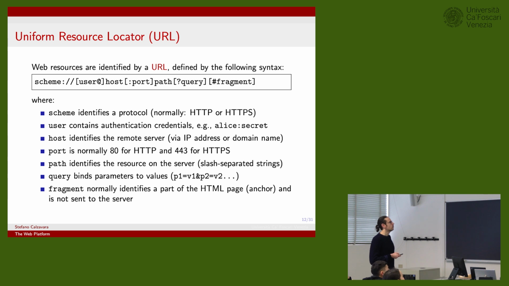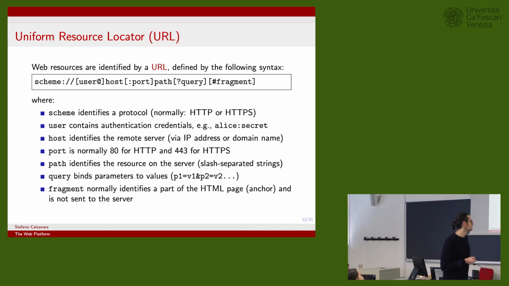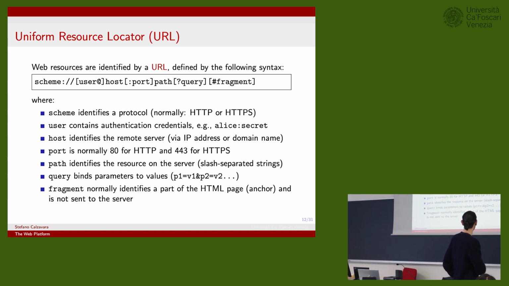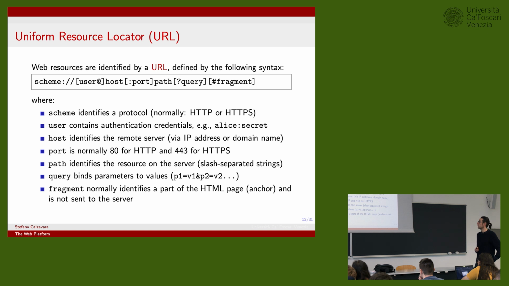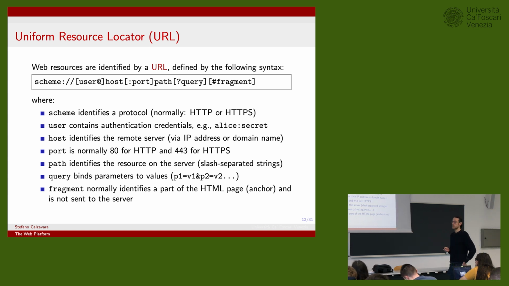Another component which might enter URLs is the port. The port is normally omitted because protocols have default ports. For example, 80 is the port for the HTTP protocol, and 443 is the port for the HTTPS protocol. But you can specify a port, if needed, using the colon.